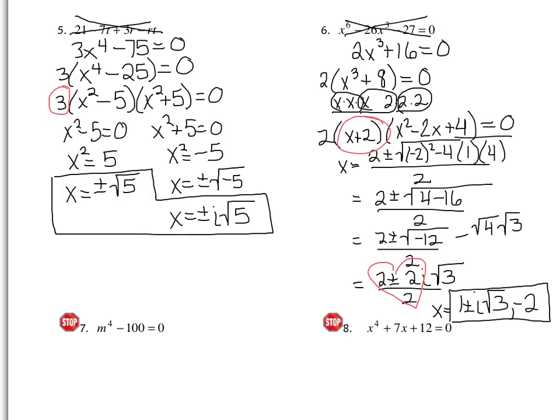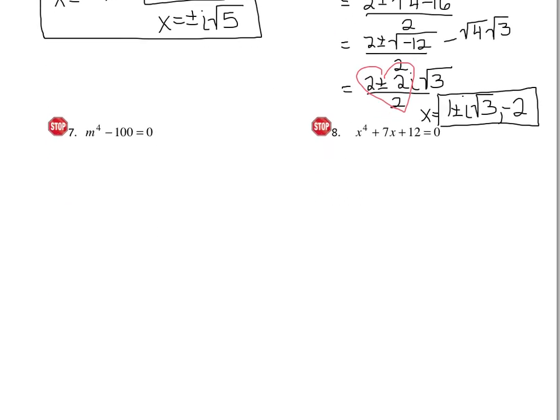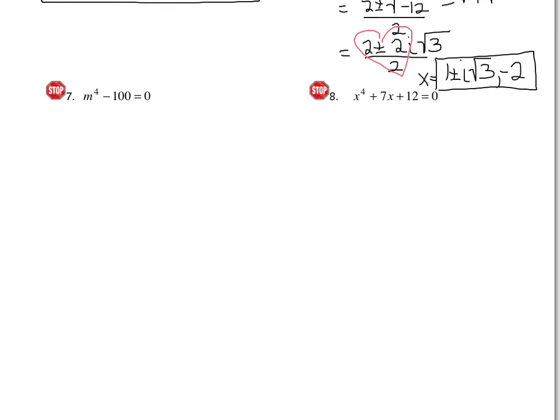Okay, for number 7 and 8, I would like you to try those on your own. So first let's try number 7, and then I'll show you the answer, what you'll get for m. Remember, it's m to the 4th, so you should get 4 zeros. And then for number 8, we actually have to put a square here. It's also to the 4th power, so you should get 4 zeros. But let's first look at 7, so pause the video, please.